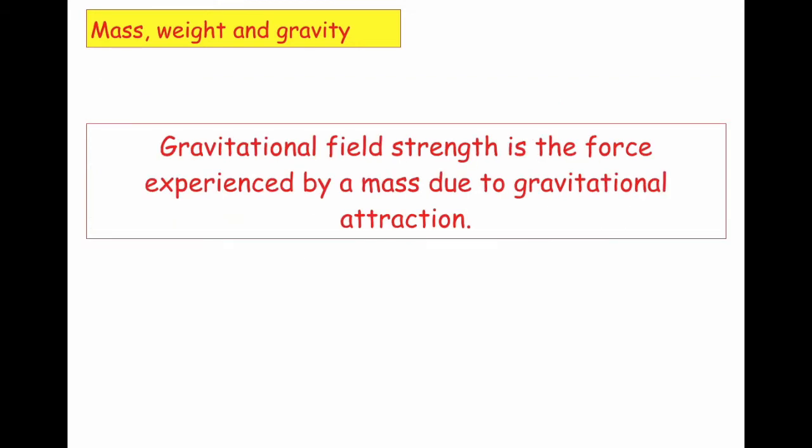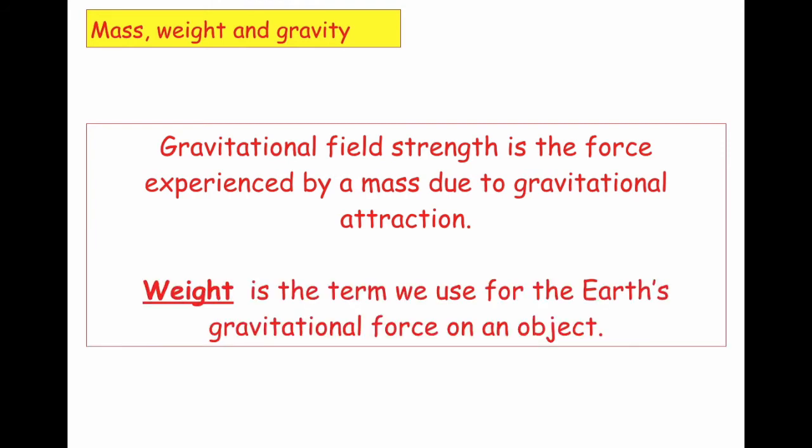Gravitational field strength is the force experienced by a mass due to the gravitational attraction. So what is gravitational field strength? Gravitational field strength is the amount of force applied on the object. So it is 10 Newton. 10 Newton pulls the object toward the center of the Earth, and it's called gravitational attraction or gravitational force.